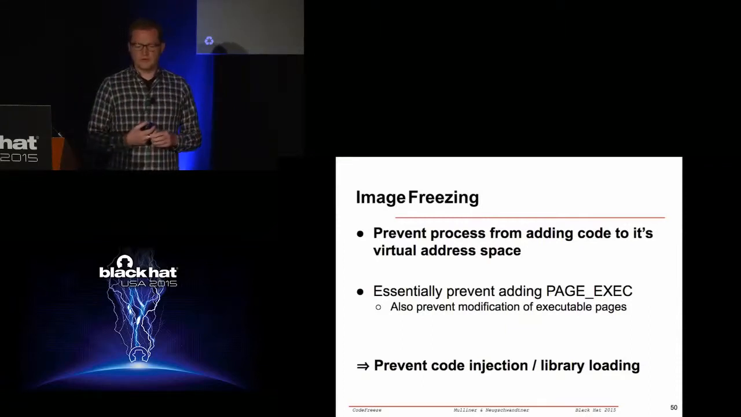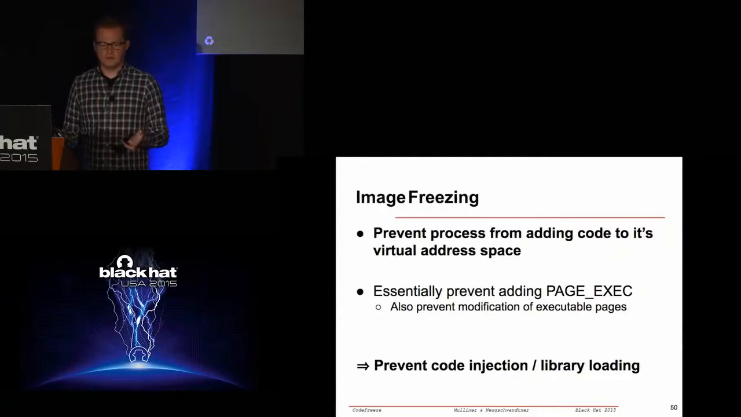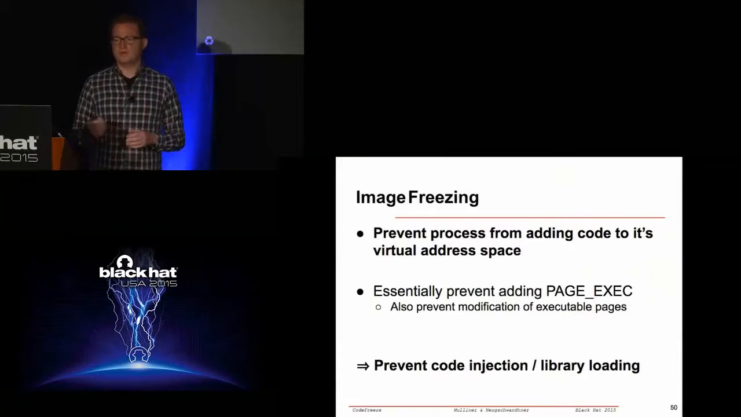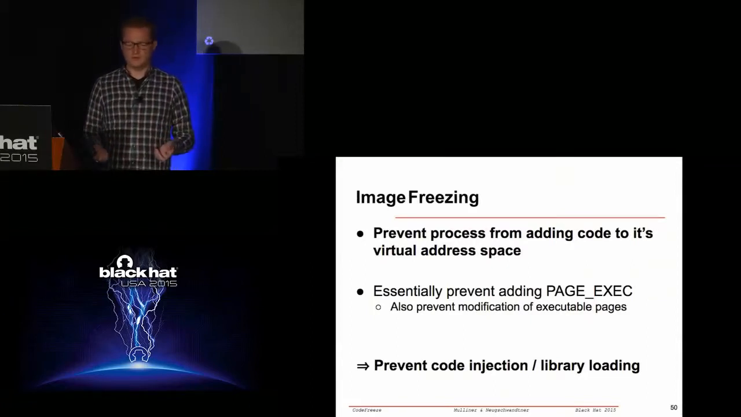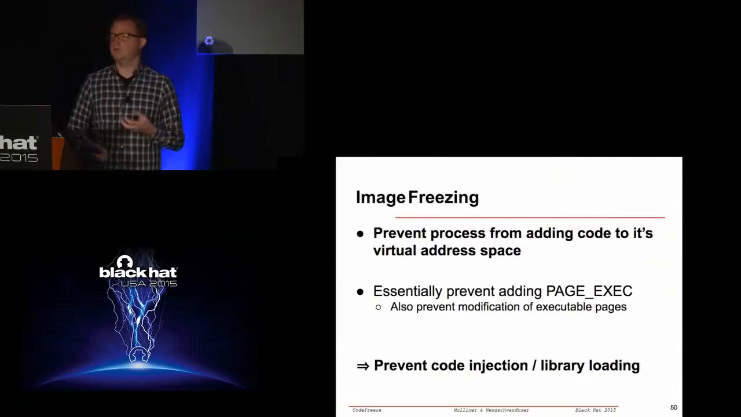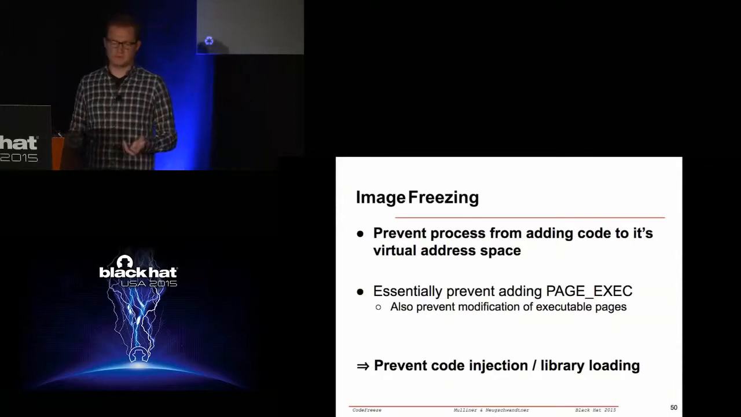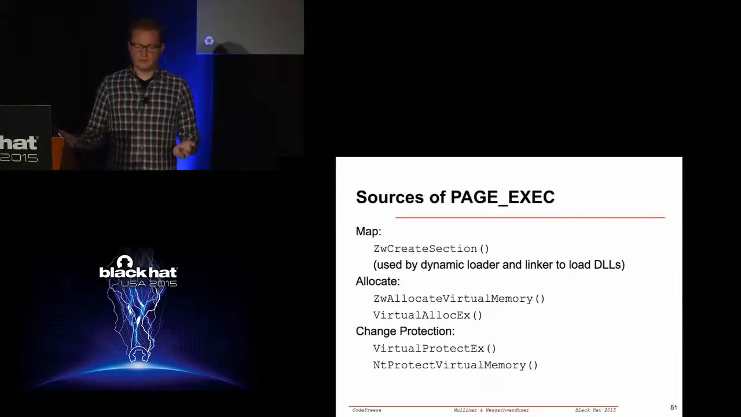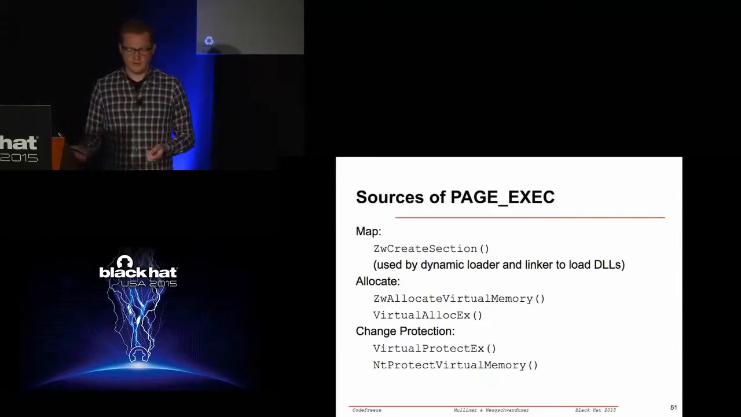So, about image freezing. As I said before, the idea is we want to prevent the process from adding code to its address space. Essentially, it's just preventing the setting of page exec on a memory page that's owned by this process. And if we do that, we can basically prevent code injection and library loading.